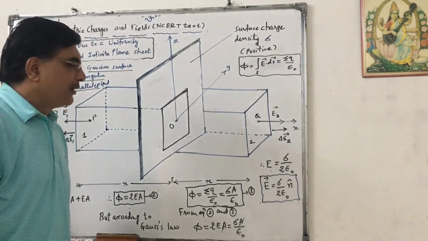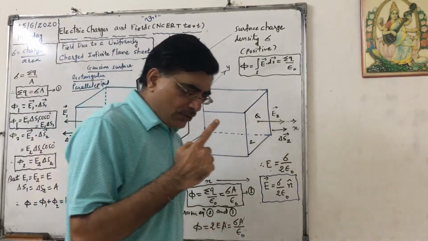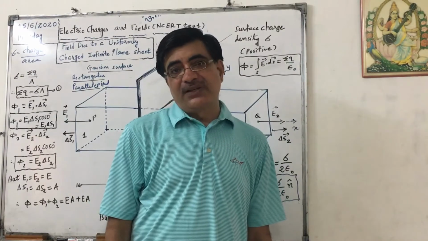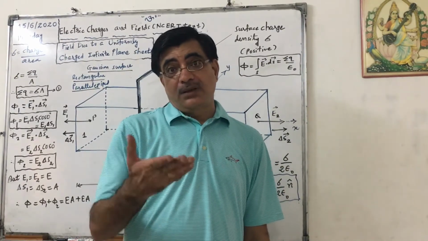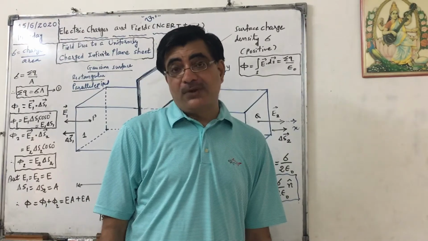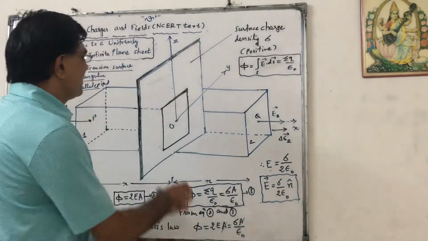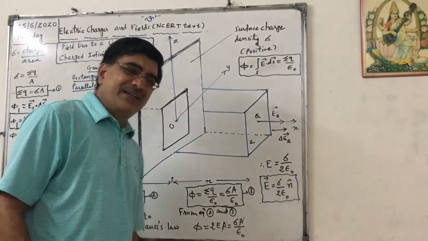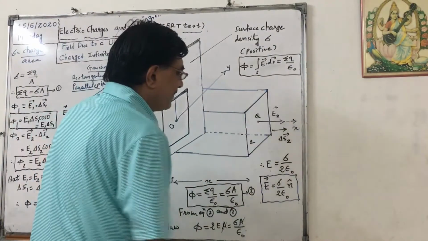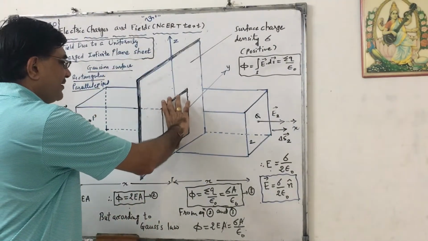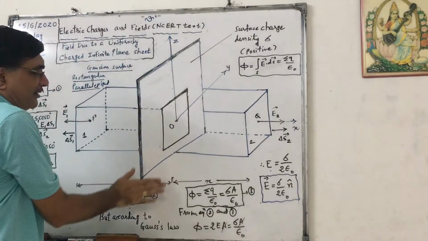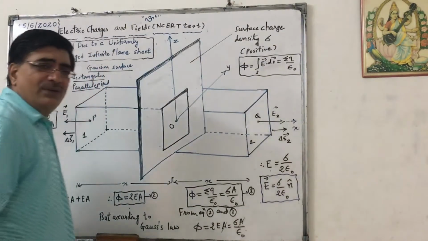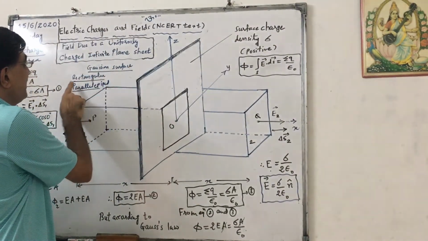Now, first of all, I will have to draw a Gaussian surface. A Gaussian surface means a surface enclosing this infinite plane sheet, which is not possible here. So we will consider a small fraction of the infinite plane, and this is the Gaussian surface, enclosing this part of the infinite plane sheet. What is the shape of the Gaussian surface? It is a rectangular parallelepiped.